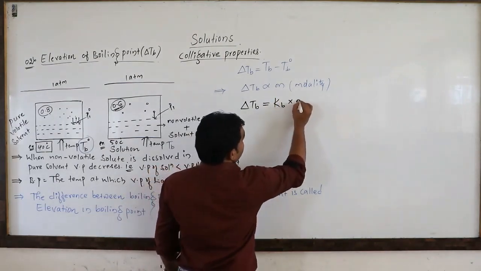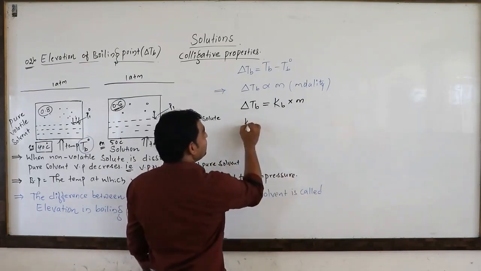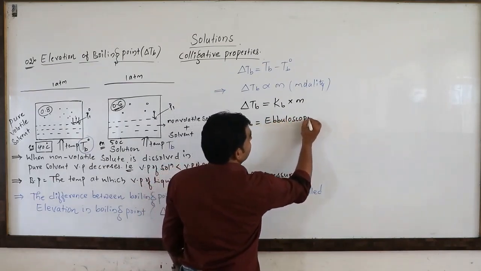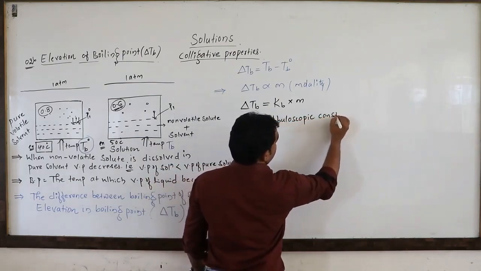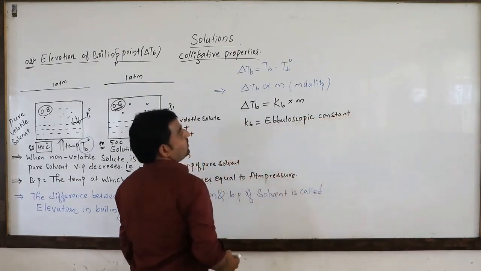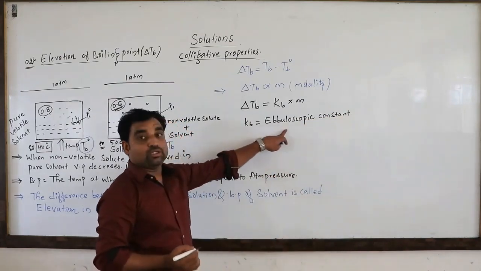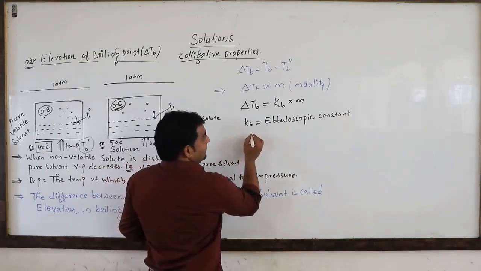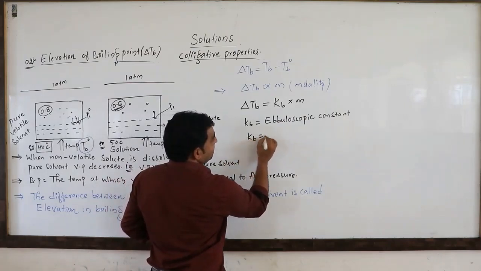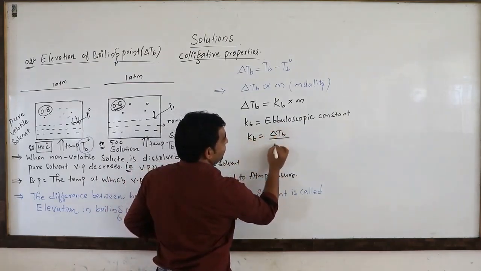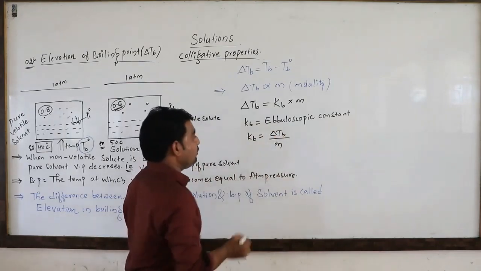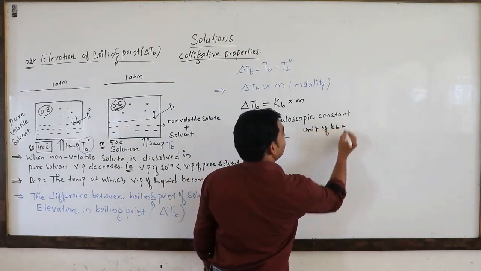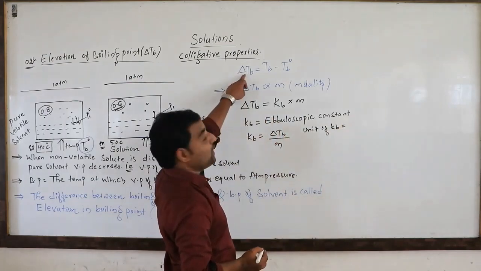Kb into molality. Kb is called as ebullioscopic constant, or the boiling point elevation constant. So now Kb is equal to delta Tb divided by molality. What is the unit of Kb here? Unit of Kb is equal to delta Tb, nothing but the elevation of the boiling point.